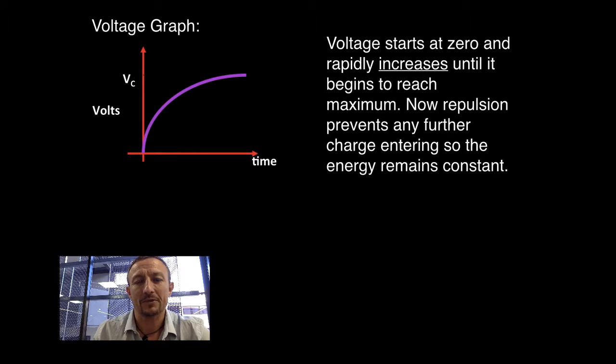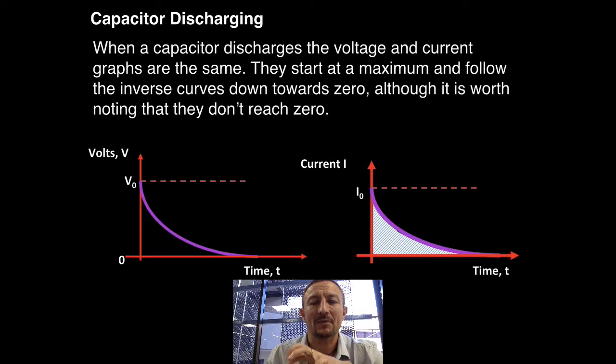So let's have a look at what happens with respect to discharging a capacitor. Well, in this case, we get the same curves for both voltage and current, because as soon as we discharge the capacitor, the electrons want to move from the negative plate to an area where there's a deficiency of charge, i.e. the positive plate, flowing through a resistor. So right at the beginning, there's a huge flow of energy, and as a result, a huge flow of charge onto that positive plate.